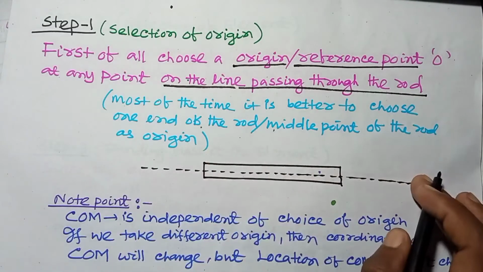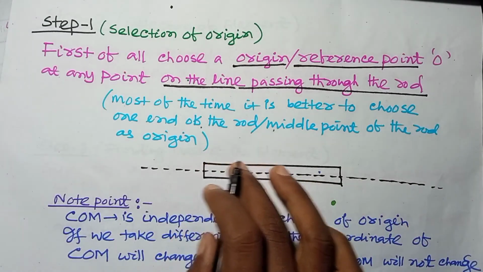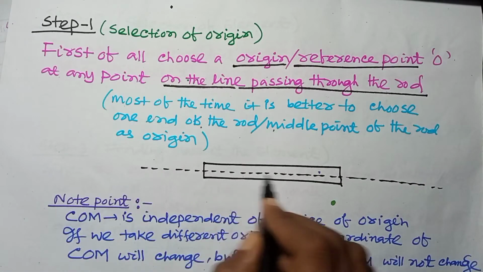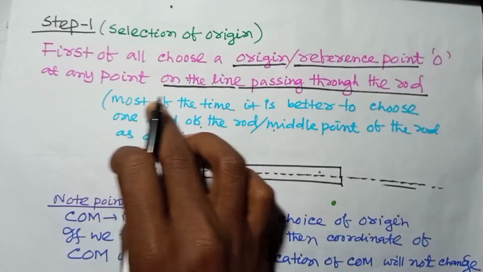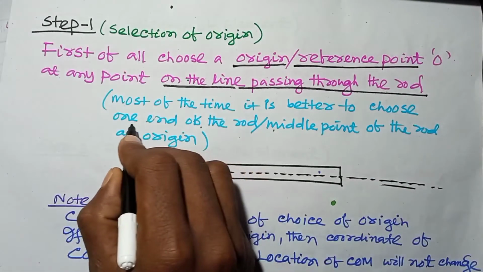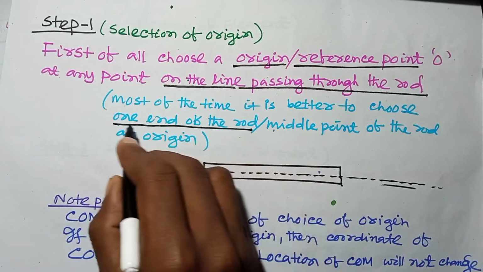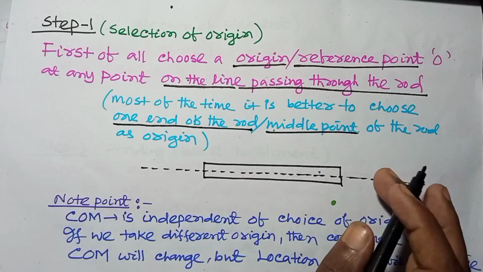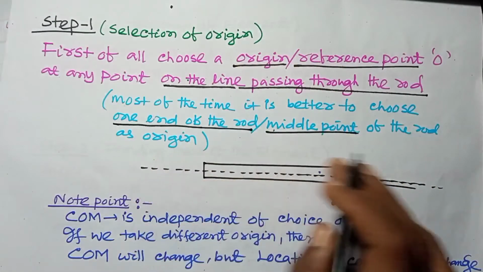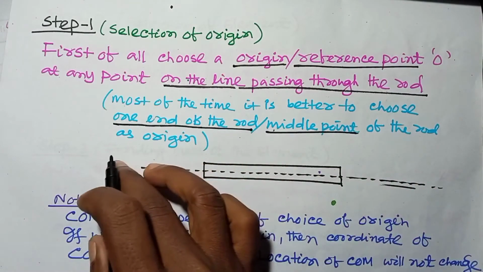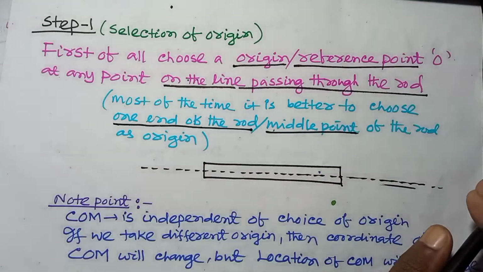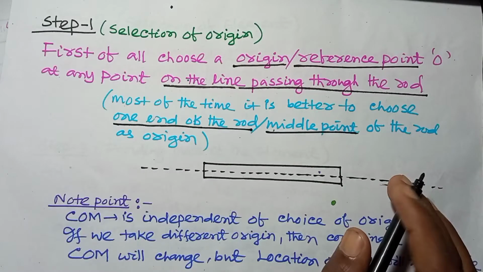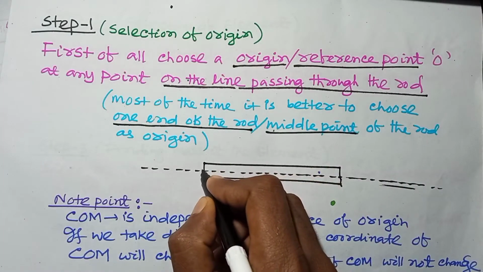So I can choose the origin on this rod or outside this rod also. I can choose the origin here or here or here. But most of the time it is better to choose one end of the rod or the middle point of the rod as origin. Basically I can choose the reference point or my origin anywhere on this line, the line which is passing through the rod. So let's say I choose this point to be my origin.